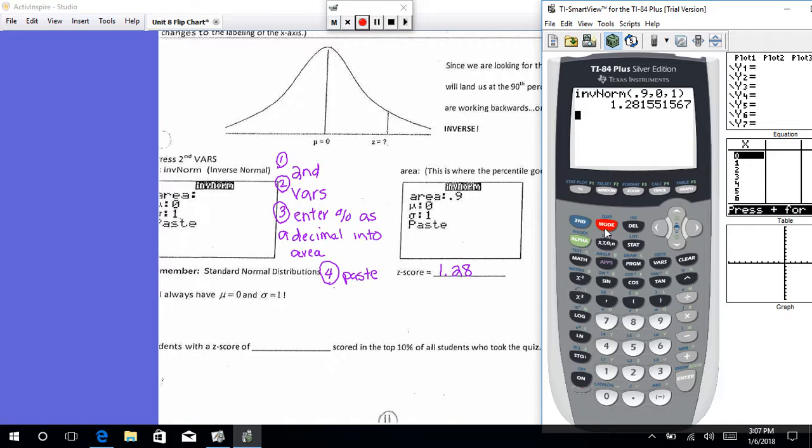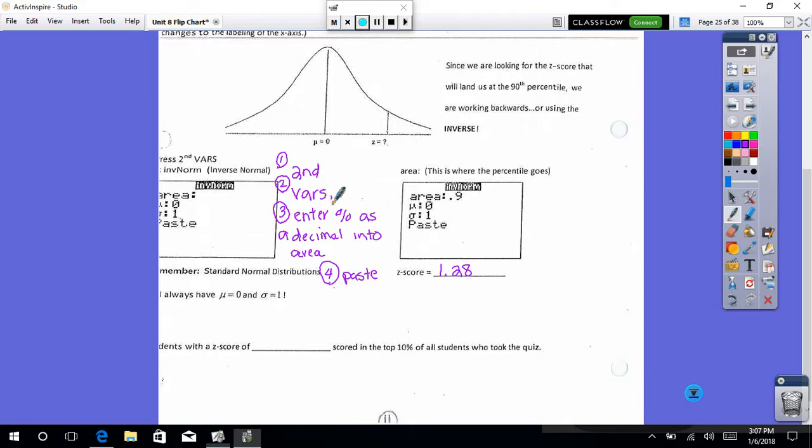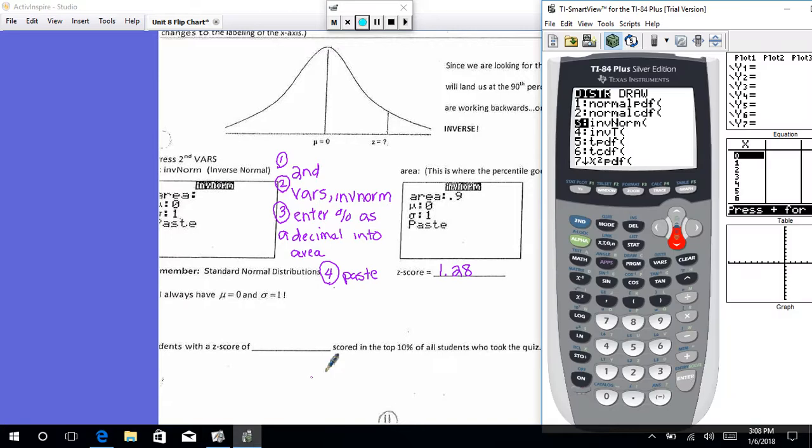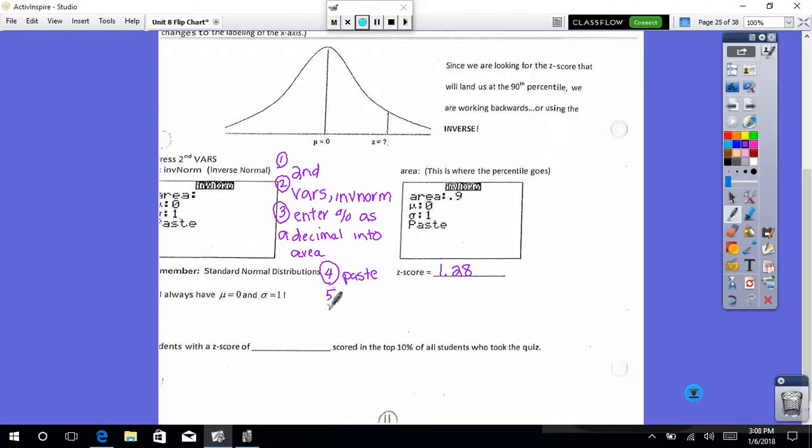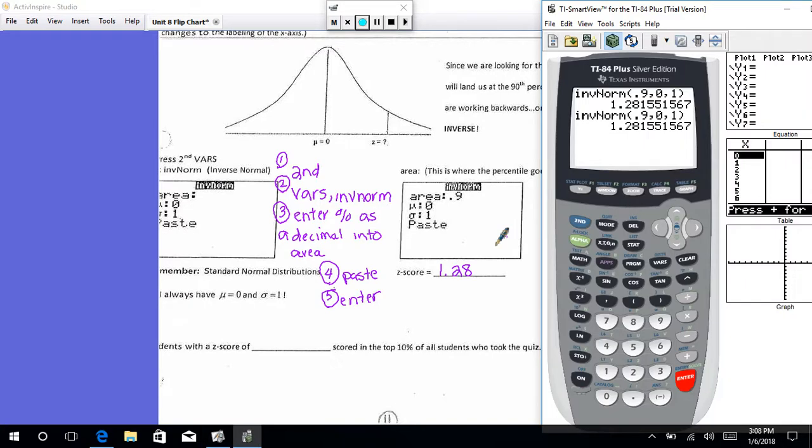Okay, let's do that again. Second vars. Oh, I forgot to put inverse norm. Scroll down to inverse norm, hit enter. Add our percent as a decimal. Scroll down to paste and hit enter. Okay, so this gives us a z-score of 1.28.